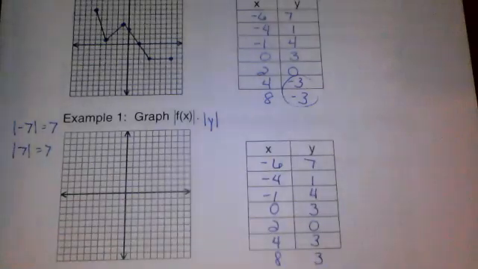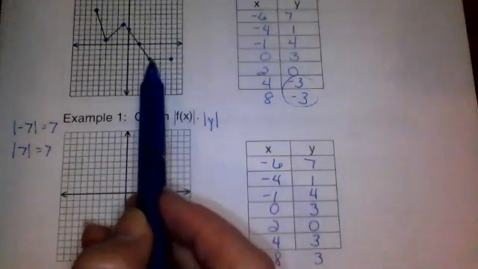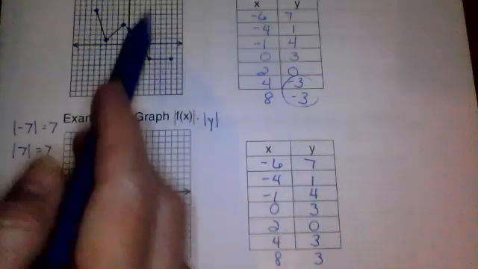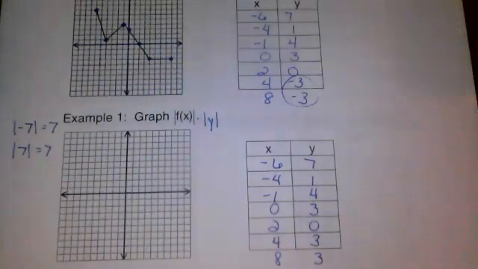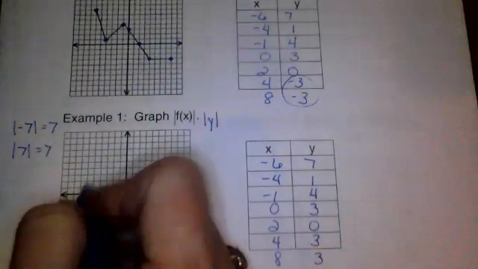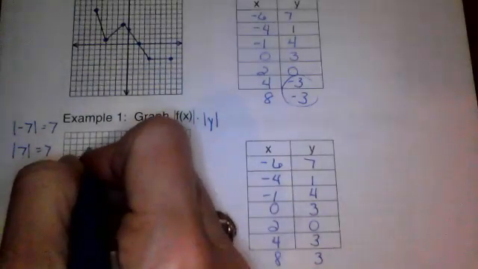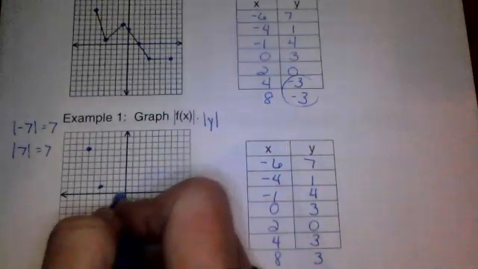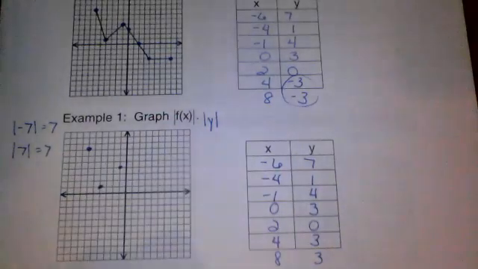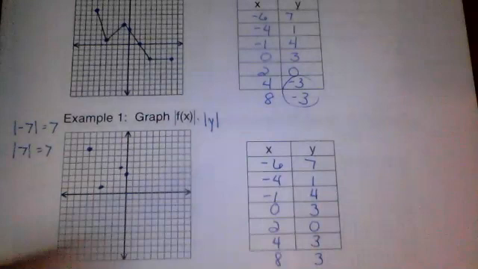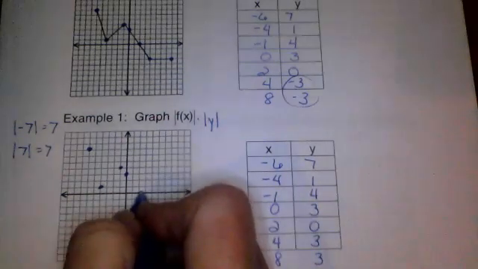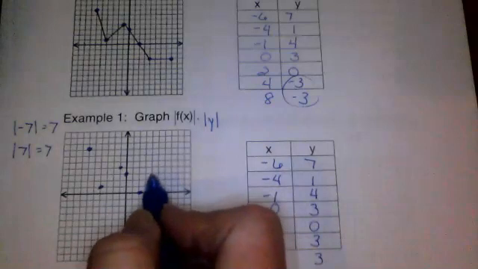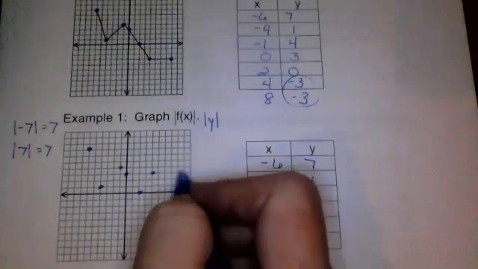All right, so if that's the only thing we change, then these 2 points should be the only 2 points that move. Everything else about this graph is going to look the same. So we're going to have negative 6, positive 7, negative 4, positive 1, negative 1, positive 4, 0, 3, 2, 0, and then we have 4, positive 3, and 8, positive 3.